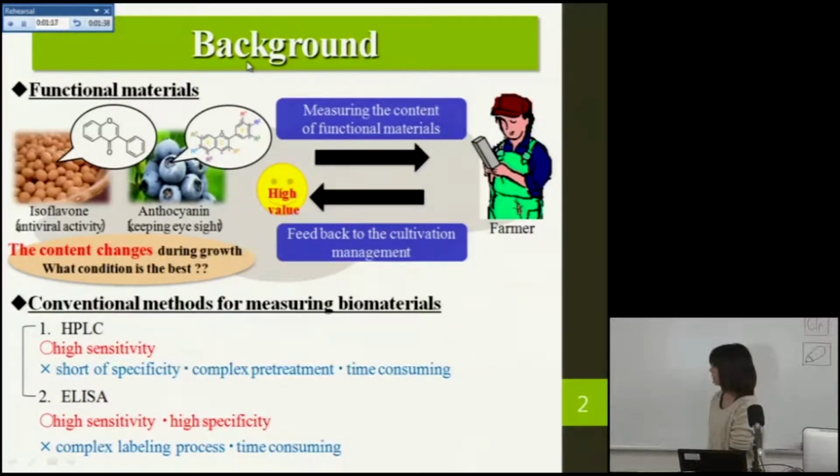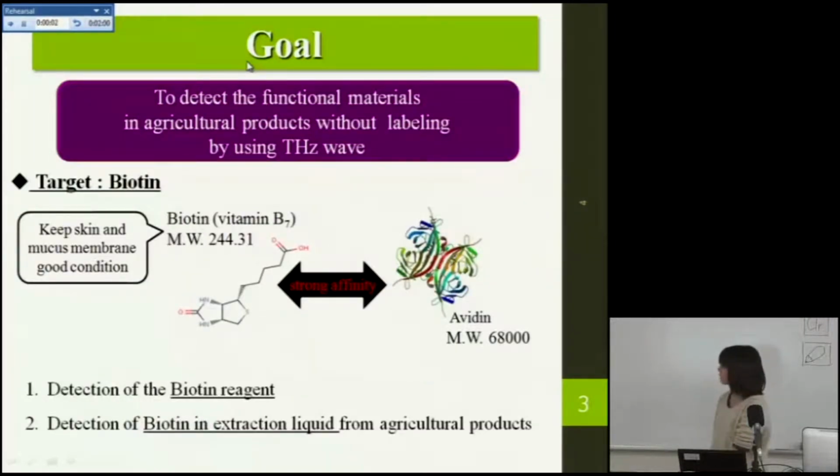Now the conventional methods for measuring biomaterials are HPLC and ELISA. They are high sensitivity but need complex treatment and labeling process. So my goal is to detect the functional materials in agricultural products without labeling by using terahertz waves. And my target is biotin.